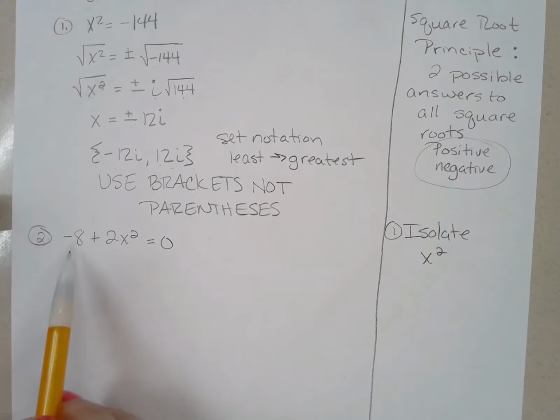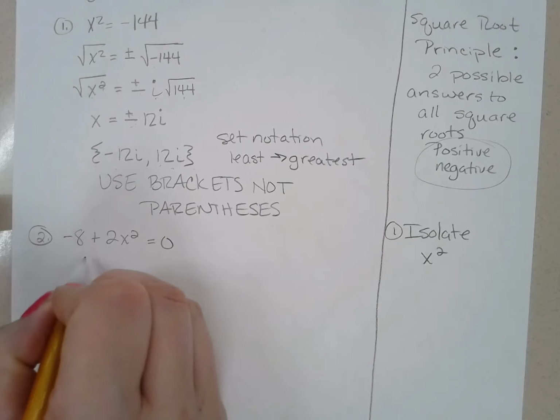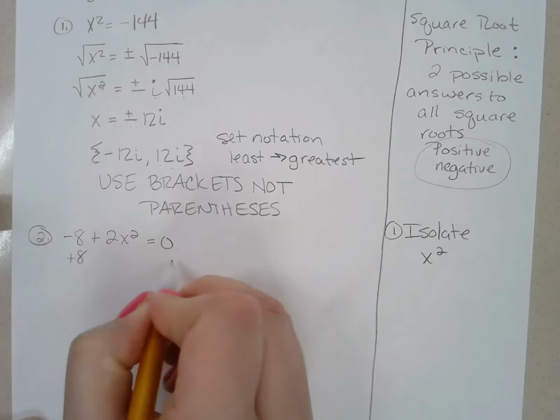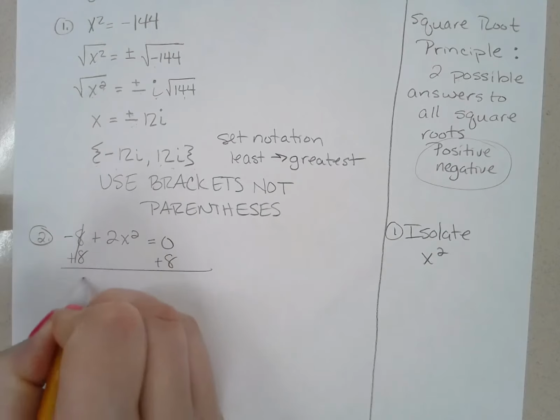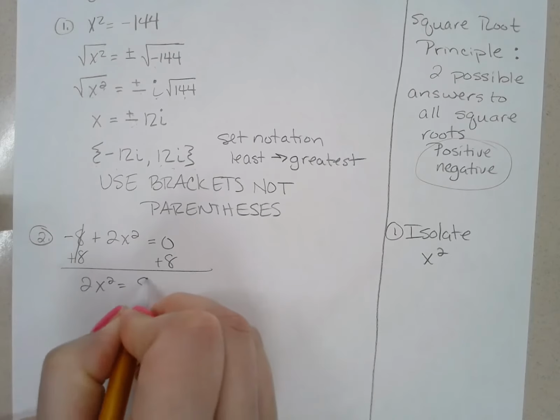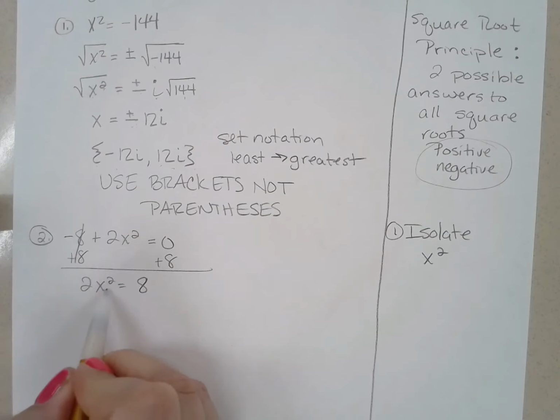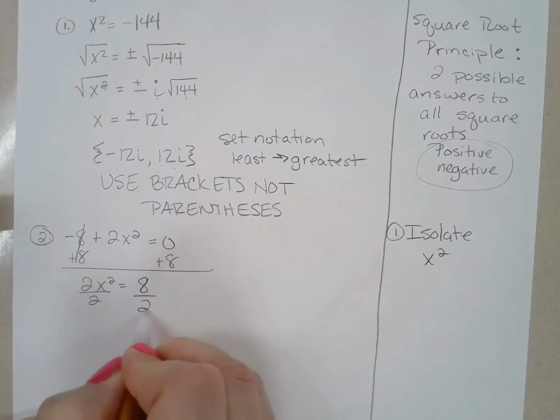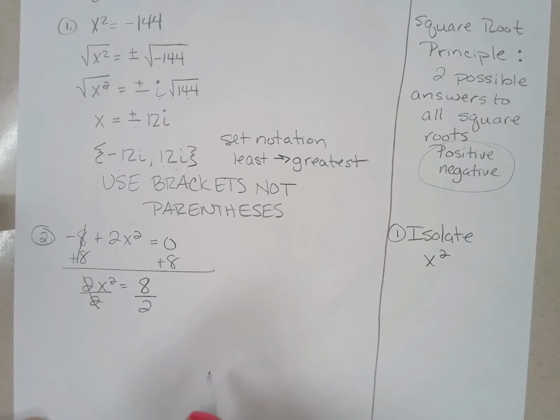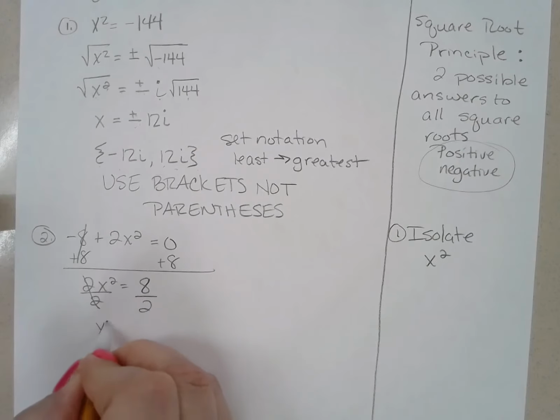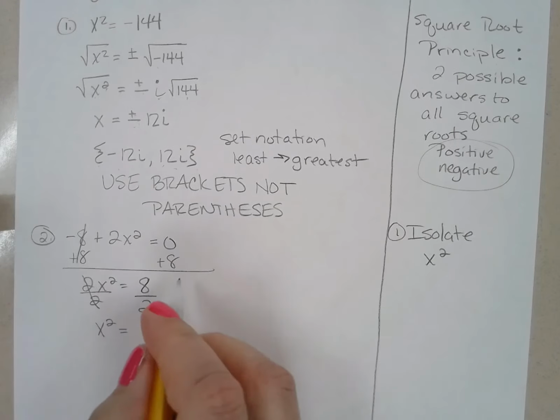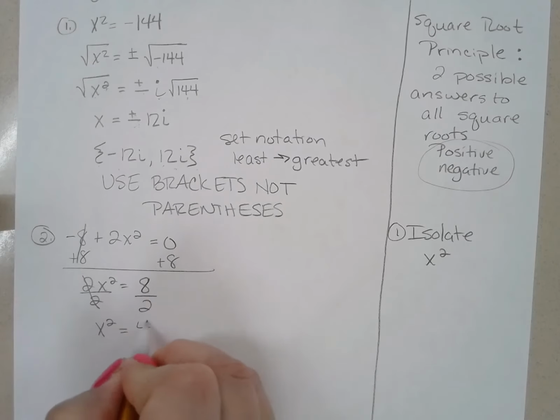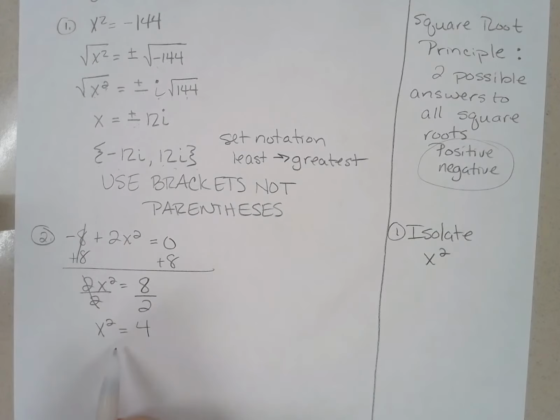isolated by itself. So I'm going to add 8 to both sides. And then that says 2 times x squared, so I'm going to divide by 2. Because remember, when we're solving equations, we do the opposite operation. And we do it to both sides of the problem. So 8 divided by 2 is 4. So now we've got x squared equals 4.